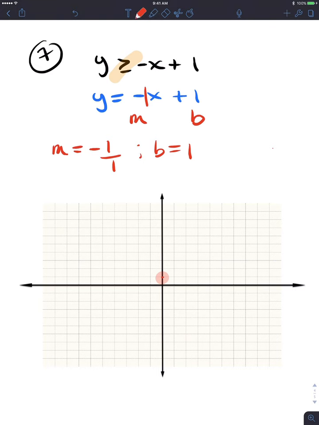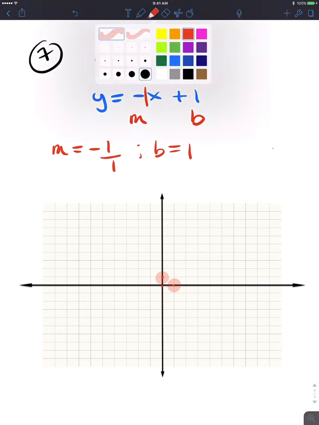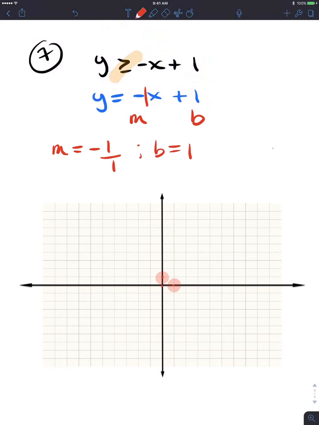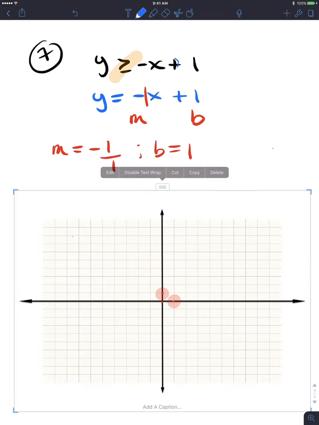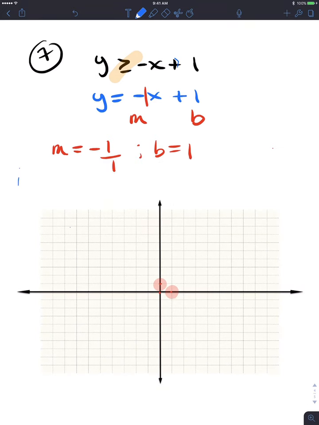We're going to use now the slope. This time the numerator, the value of m, is negative 1 over 1. That numerator is negative. That means we go down 1 and then to the right 1. So the location of our second point is right here. Down 1 to the right 1 from our y-intercept value. We're going to draw our line. This time, we have a solid line, so our line should look like this.